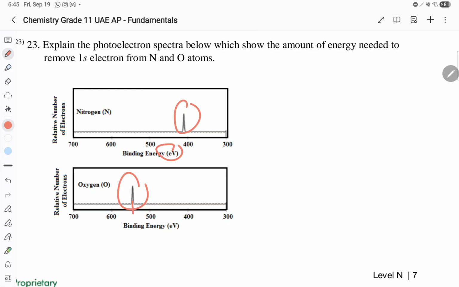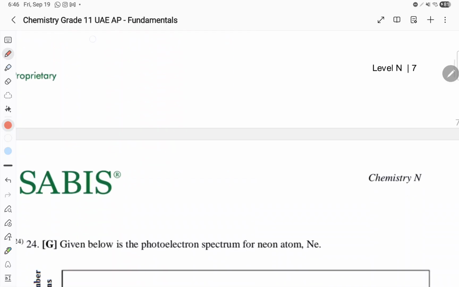Since O atoms have 8 protons. Oh wait, is it 8? No, sorry, I think it's 6. Yeah, sorry. No, it's 8. O atoms have 8 protons and N atoms have 7 protons. So O atoms have a higher nuclear charge, which means they are more attracted to the nucleus. If they are more attracted to the nucleus, you need more energy to remove them.